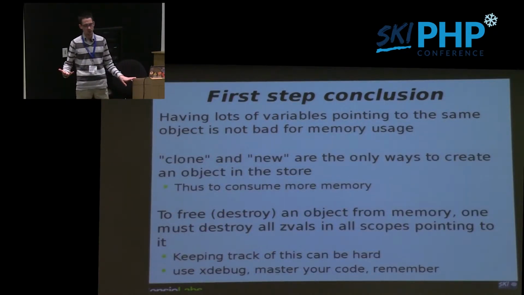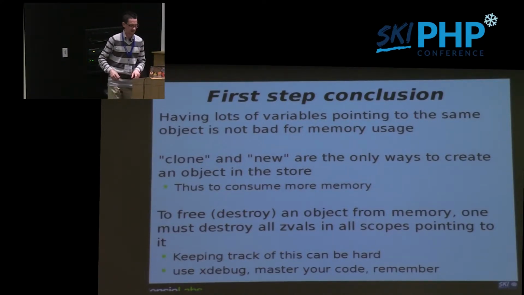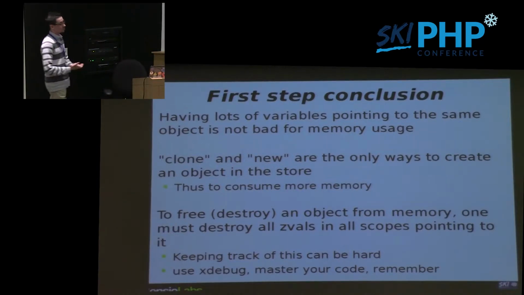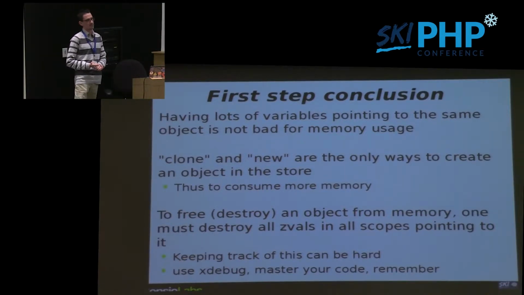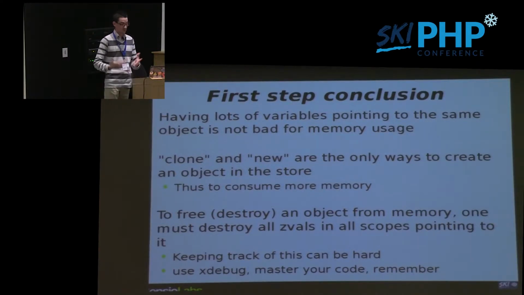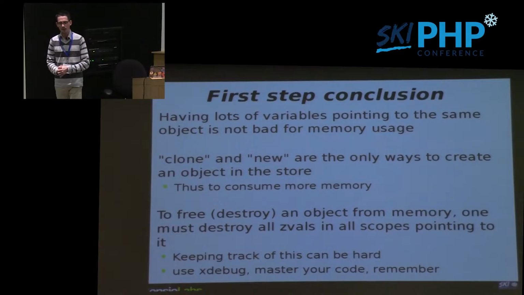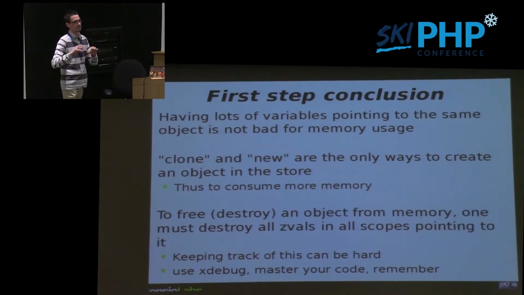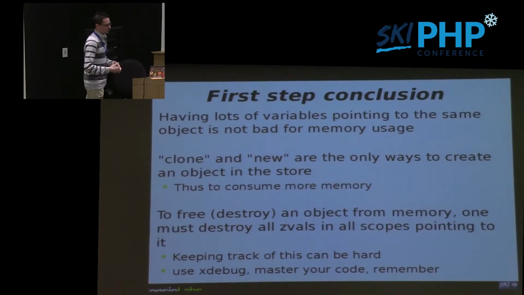So first step, conclusion, which is important about things I read on forums and I'm told about. Having lots of variables pointing to the same object is not bad for memory usage, okay? clone and new are the only ways to create new objects in memory. PHP will never create an object in memory if it does not meet the new or the clone keyword. Okay, so that's important. To destroy an object from memory, you must disconnect all the zvals which pointed to this object. And this can be very tricky. Keeping track of this can be very hard.